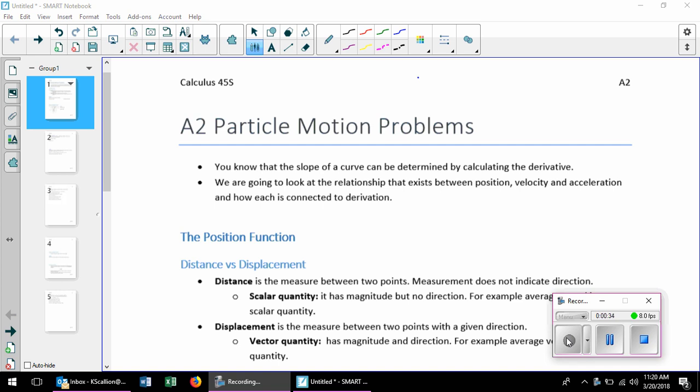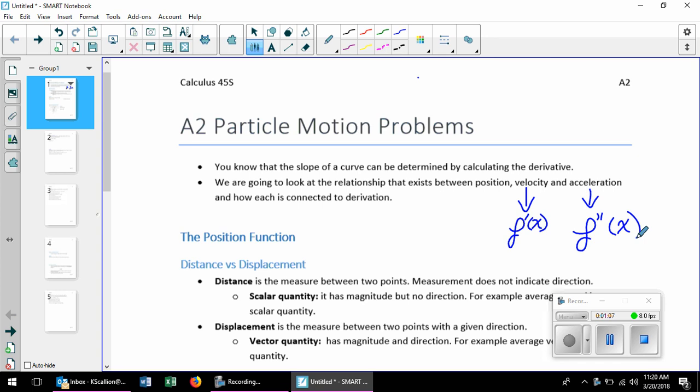Okay. You know the slope at a point. Slope at a point is the first derivative, right? Yes? Okay, so we're going to look at the relationship between position, velocity, and acceleration. You guys know velocity is what derivative? The first. Acceleration is the second. What's the third? It's jerk, because it takes so much math to do.